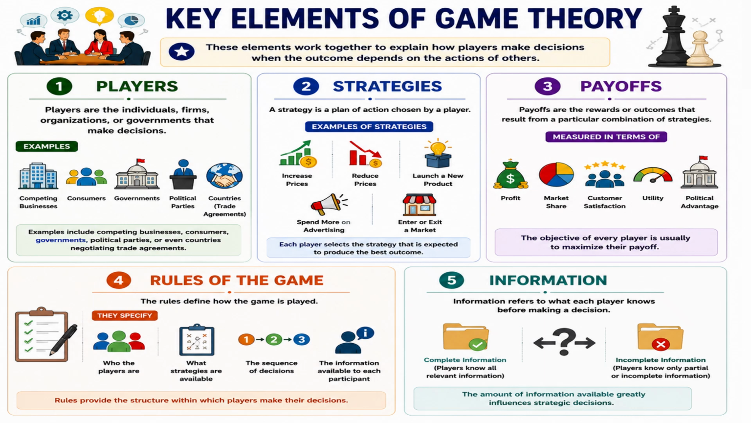First is players. Players are the individuals, firms, organizations, or governments that make decisions. Examples include competing businesses, consumers, governments, political parties, or even countries negotiating trade agreements. Second is strategies. A strategy is a plan of action chosen by a player. Some common strategies include increasing prices, reducing prices, launching a new product, spending more on advertising, or entering or exiting a market. Each player selects the strategy that is expected to produce the best outcome.